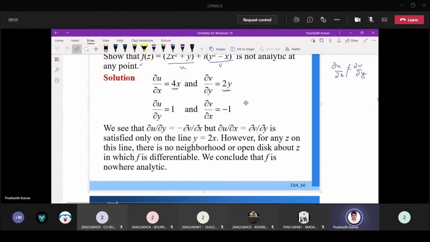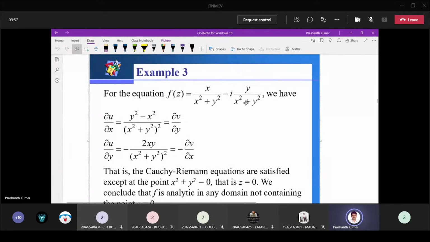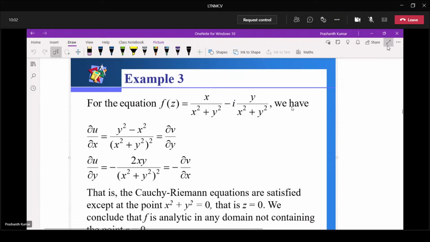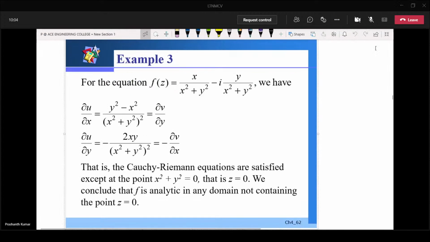After that we go for the properties. But here all of you see this problem. For the equation f of z is equal to x by x square plus y square minus i into y by x square plus y square, does this function satisfy the Cauchy-Riemann equation? This is the question.